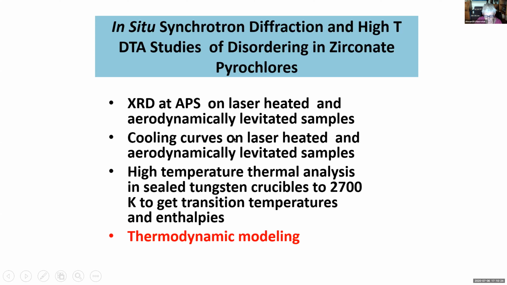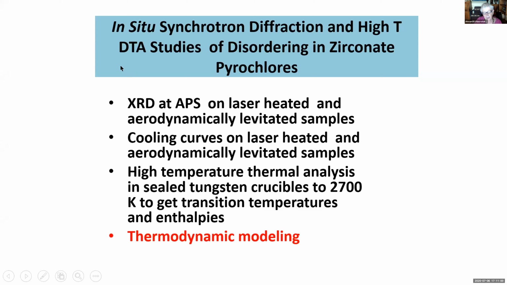Cooling curves in laser heated aerodynamically levitated samples give us essentially traditional cooling curves that show a phase transition, for example, melting, crystallization, etc. High temperature thermal analysis in sealed crucibles to about 2500, maybe 2700 Kelvin, gives transition temperatures and enthalpies. And all of these things then go into thermodynamic modeling by CALPHAD and related calculations.